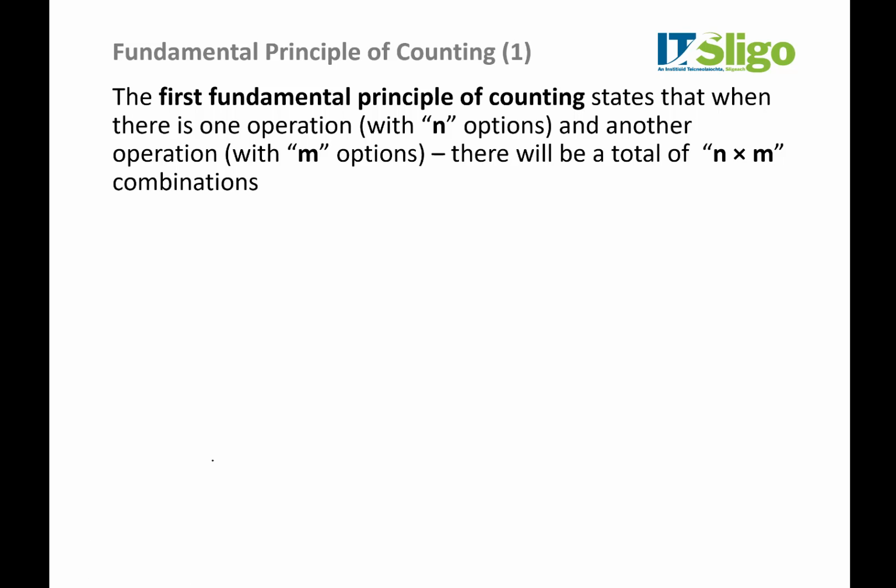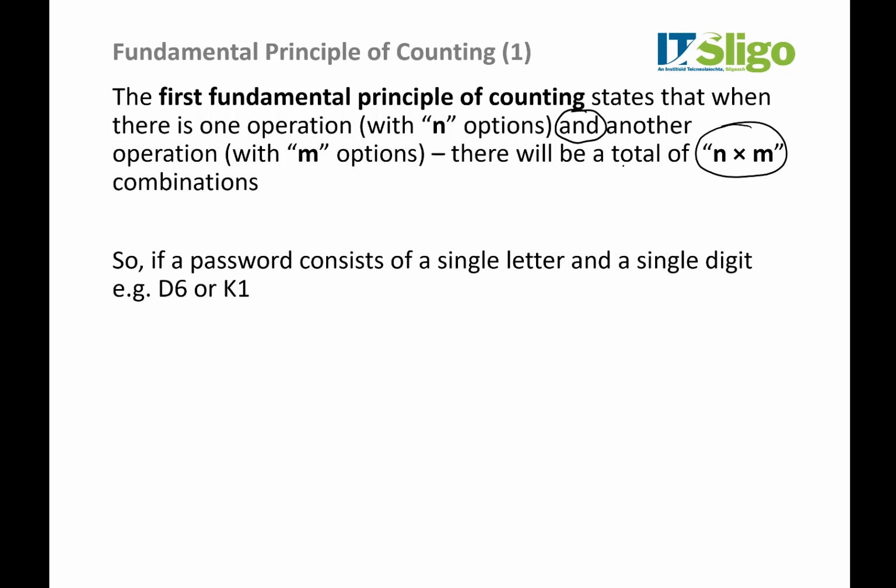The first fundamental principle of counting states when there is one operation with n possible options and another operation with m options. The key word here is and. When we have n and m options, there will be a total of n multiplied by m. It's a bit of a mouthful, but we'll take a look at an example.